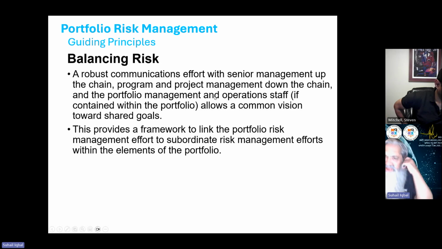A robust communication effort with senior management up the chain, program and project management down the chain, and the portfolio management operations staff, if contained with the portfolio, allows a common vision towards shared goals. This provides a framework to link the portfolio risk management effort to subordinate risk management efforts within the elements of the portfolio. So this is a solution that we create a larger framework, the portfolio risk framework, and bring all other components in its ambit.